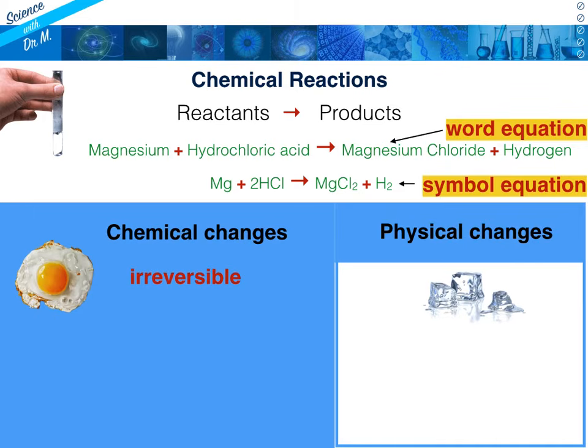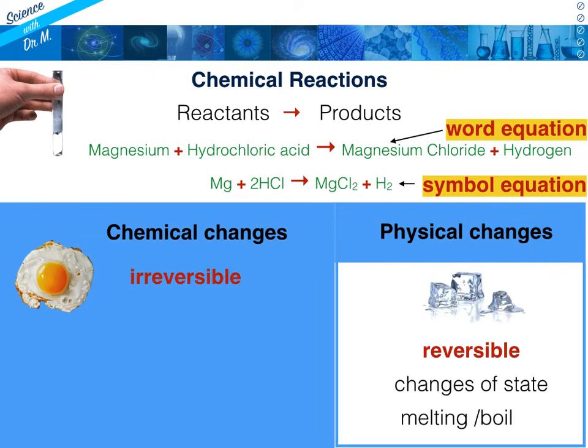Now, physical changes are quite different. They are reversible. And if you think about things like, for example, changes of state, melting, boiling, evaporating, condensing, they are all reversible reactions. And so, for example, think of ice melting. You can reverse it. Once it's turned into water, you can actually put it back in the freezer and it will turn back into ice. They are called physical changes.